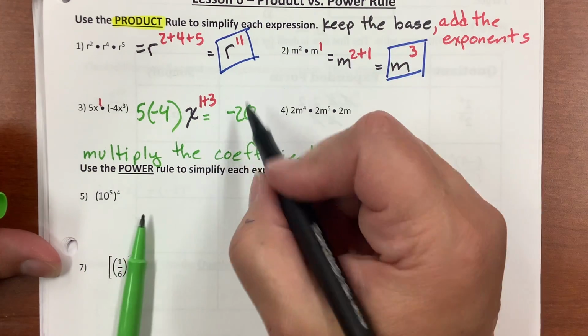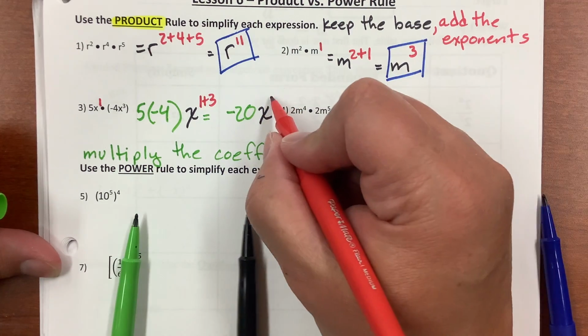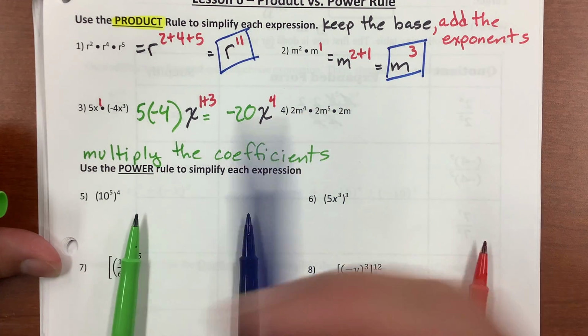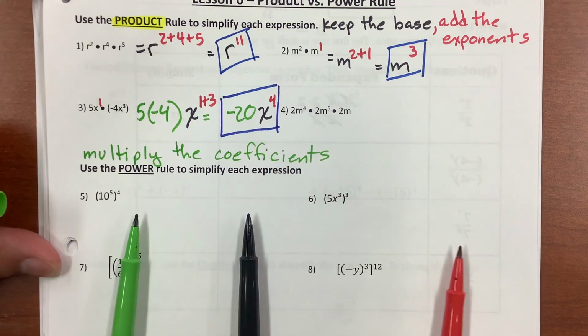Keep the base, and 1 plus 3 is 4. So my final answer is negative 20 x to the 4. That had a whole lot going on.